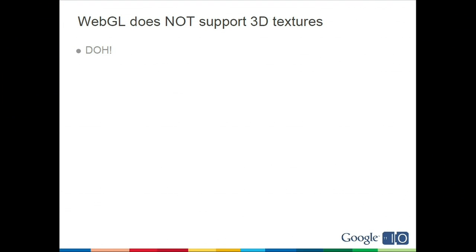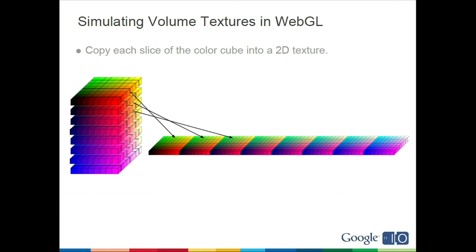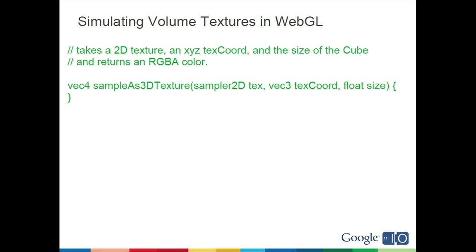One problem, though: WebGL doesn't support 3D textures. But fortunately, we can simulate 3D textures with 2D textures, so I'll show you how to do that. The first thing is we take every slice of our 3D texture and we spread it out into a 2D texture. Then we're going to make a function that you can use in any shader you want. You give it that 2D texture, you give it the coordinate inside the cube you want, in texture coordinates, and you give it a size.